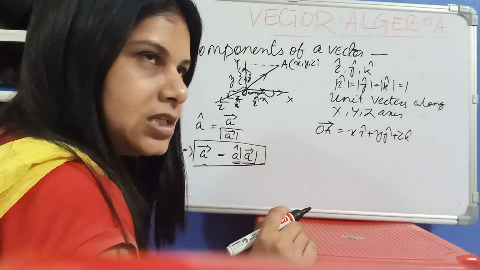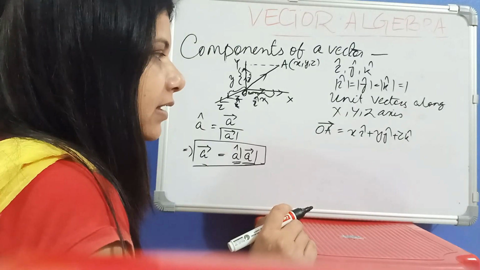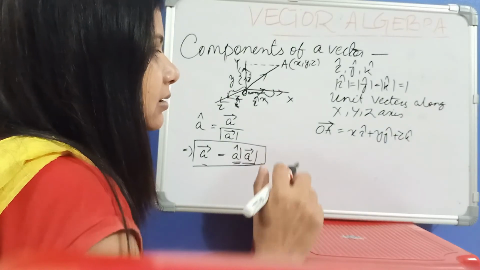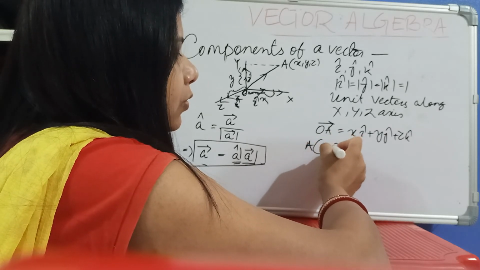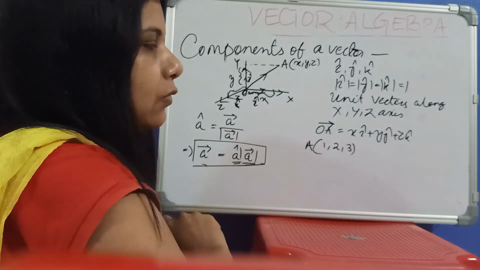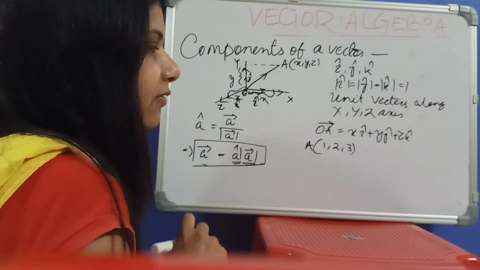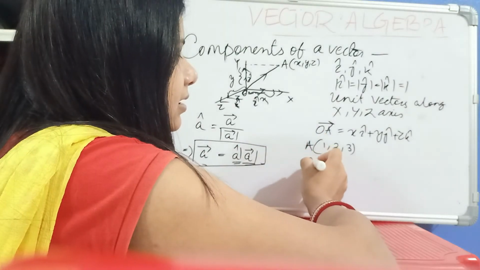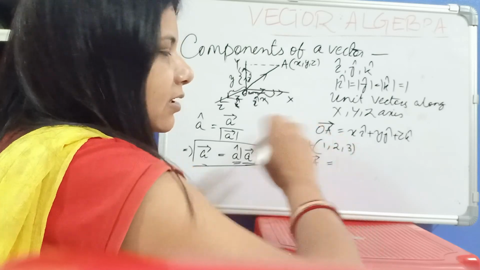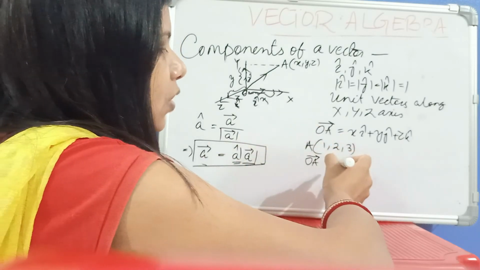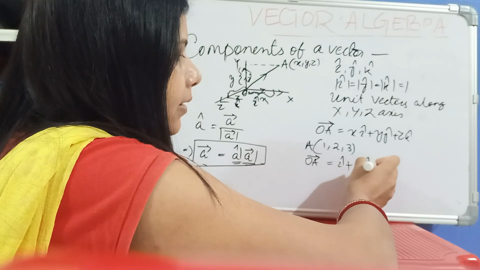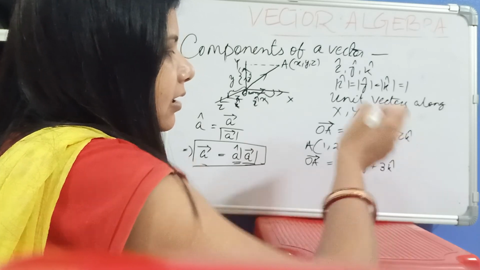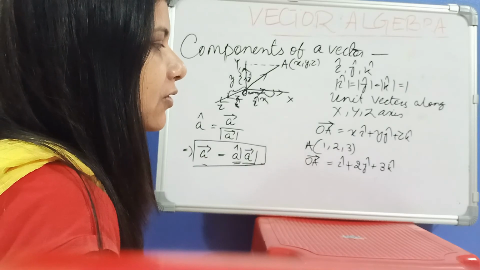So any point in 3D is a vector, as we have already discussed. If a point is given like this, 1, 2 and 3, what will be the components of the vector? The vector is the OA vector, the position vector of A, and its components are i cap plus 2j cap plus 3k cap. So any point can be written like this.